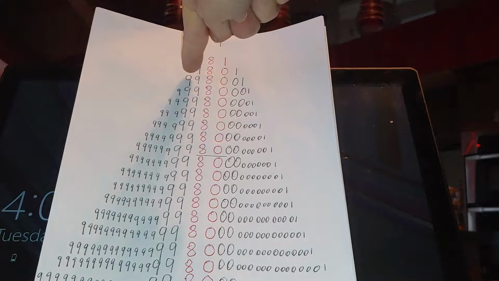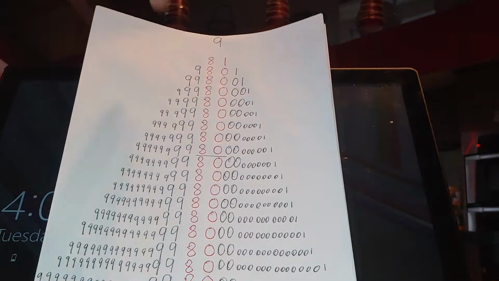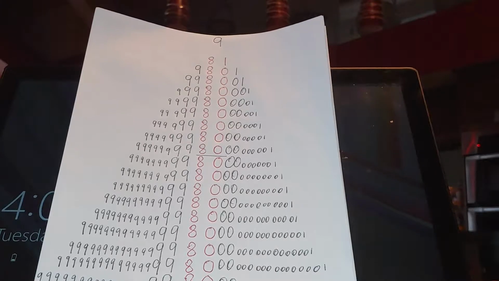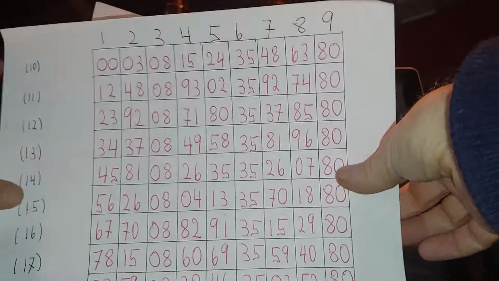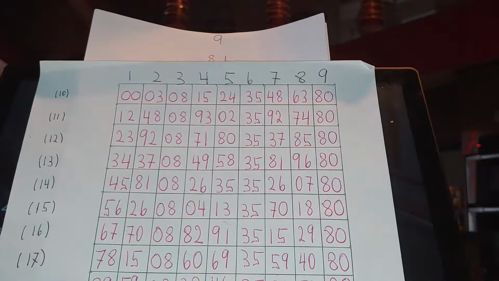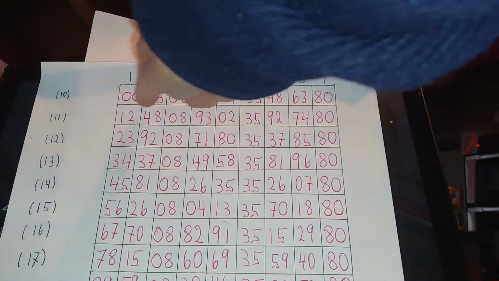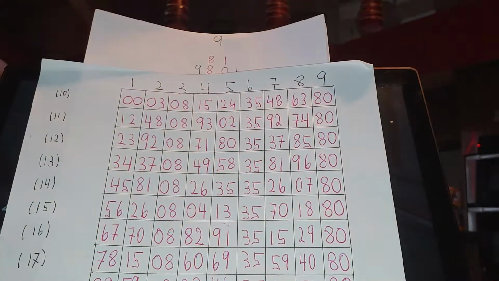9 squared is 81, but 99 squared is 9801, 33 squared is 1089. And that's what I mean by that. There are relationships between the other groups of numbers too. The only difference between the first matrix and the second matrix is that this number goes down by 1.